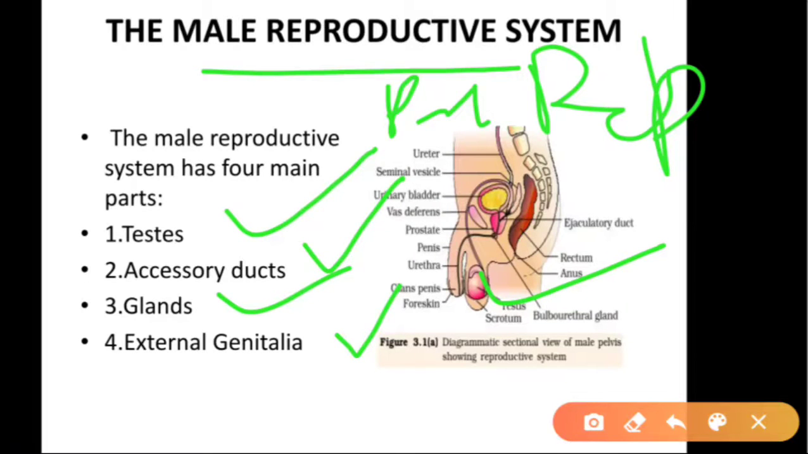Accessory ducts contain vas efferentia, urethra. These are all associated accessory ducts; we will discuss them later. And glands: there are three glands, that is the seminal vesicles. You can see here, this is the seminal vesicles, prostate gland, and bulbourethral glands. These are three types of glands.